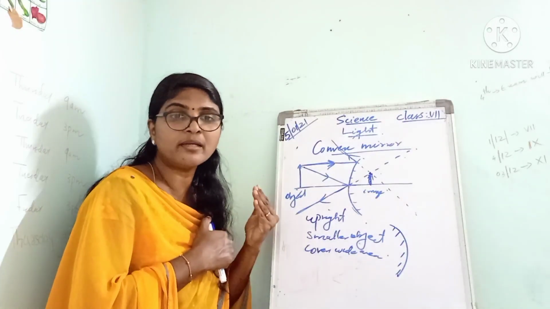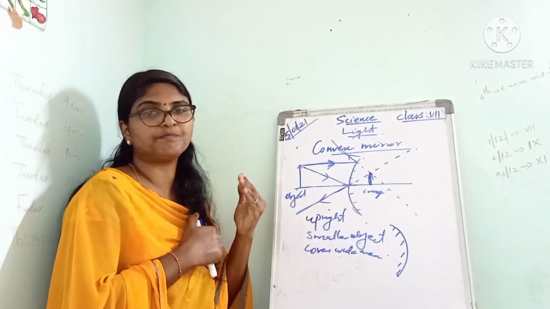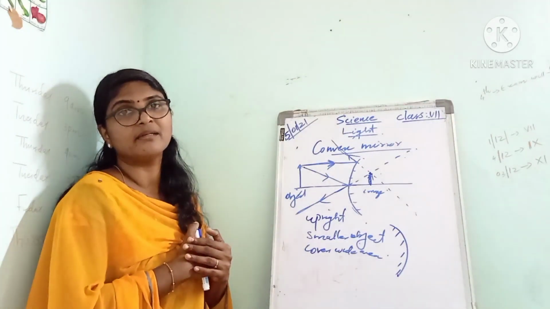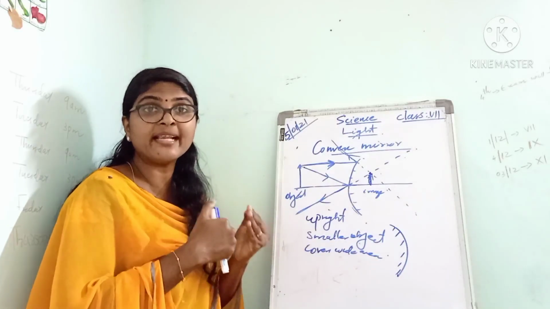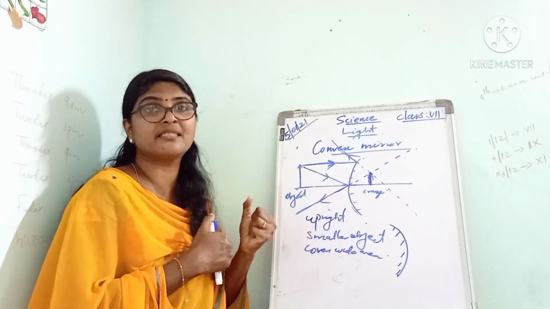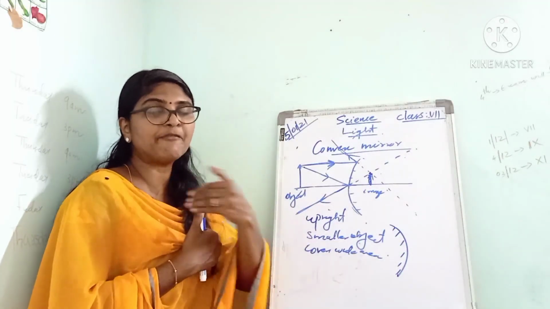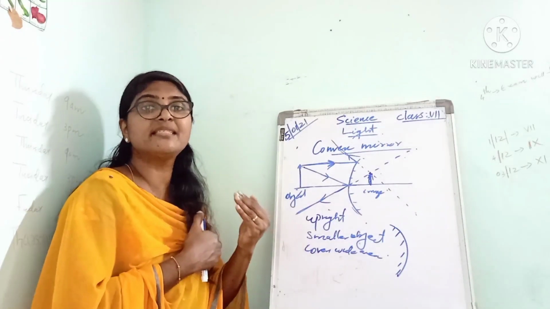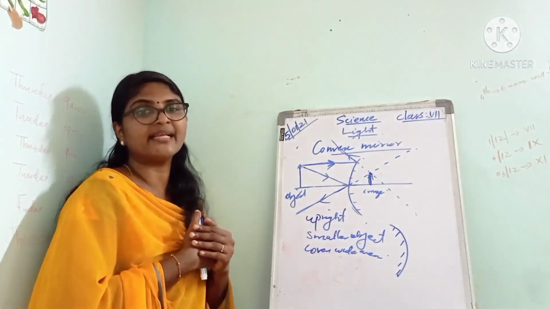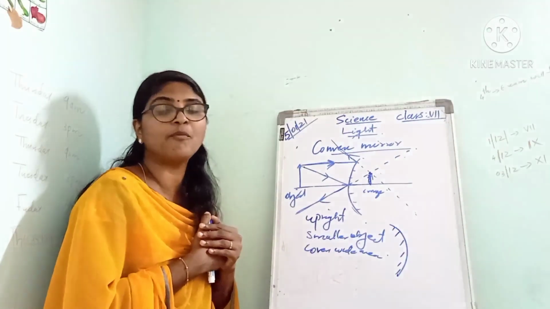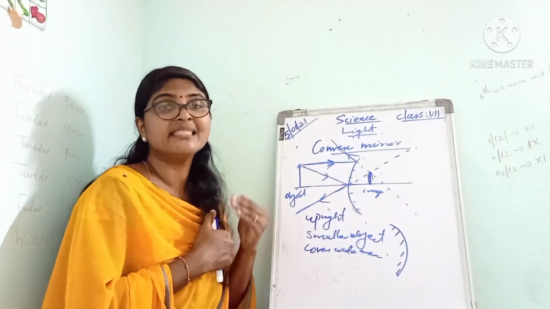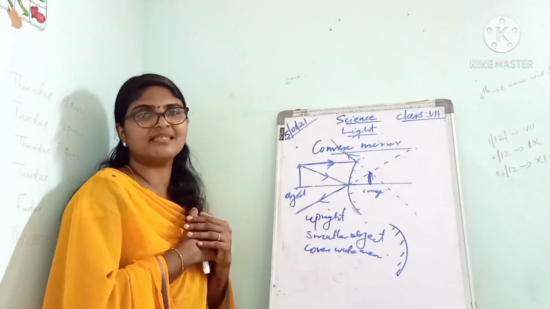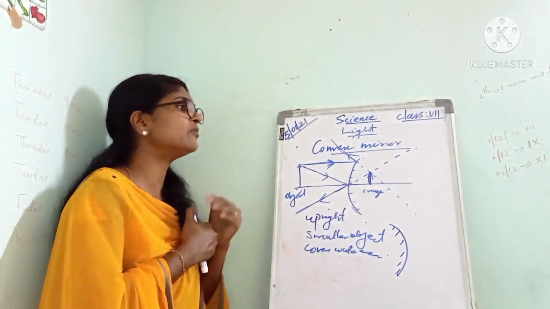can't be judged accurately by just looking at the image. We cannot accurately judge the distance of vehicles coming from the backside only by viewing the image in the mirror. That is why the side mirrors of motor vehicles are labeled with the safety warning, objects in the mirror are closer than they appear. Isn't it? Okay, that is about the convex mirror.